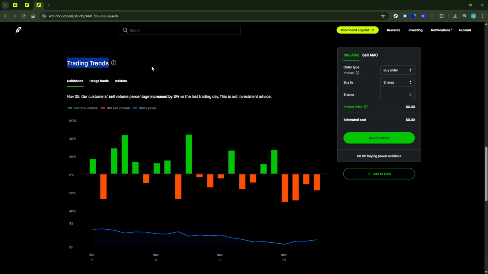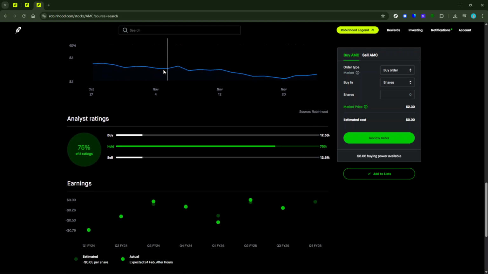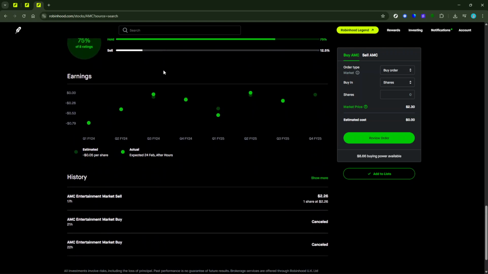By following these steps, you can quickly check stock prices and details and get the insight you need to make more informed investment decisions on Robinhood.